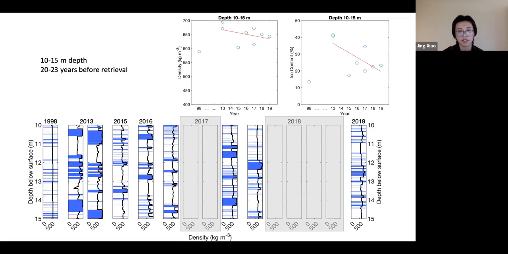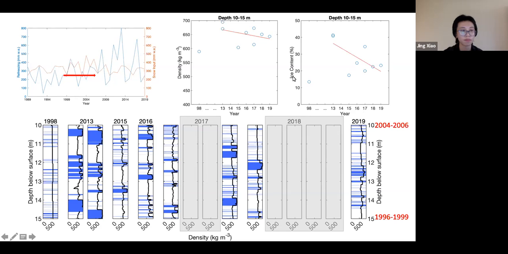Finally, these are the depths from 10 meters to 15 meters. Also, the 6 short cores were grayed out here and not included in the plot. The 10 to 15 meter depths were deposited about 20 to 23 years ago before core retrieval. So, for example, the 2019 core covers approximately from 1997 to 2005.